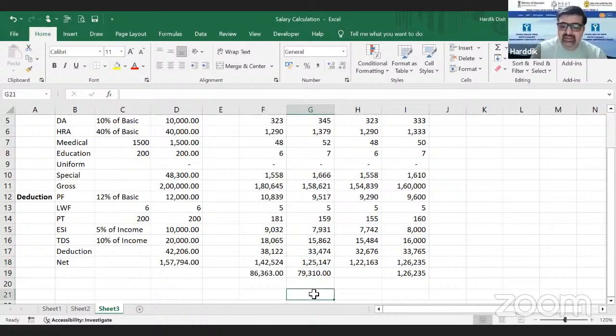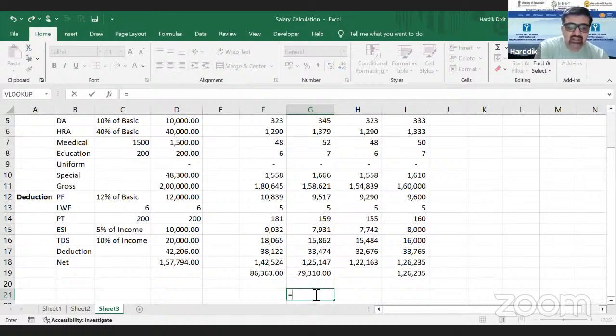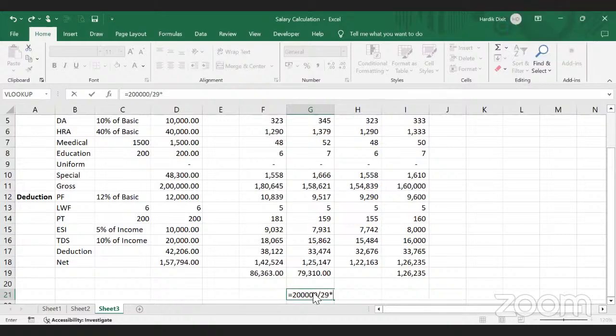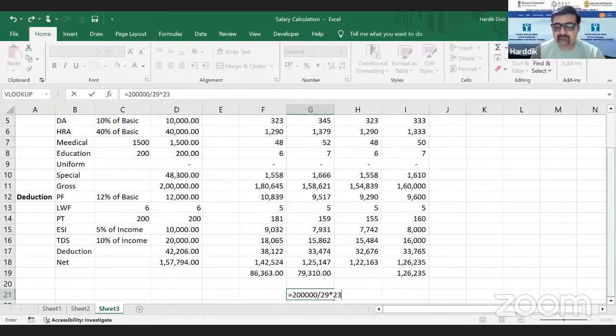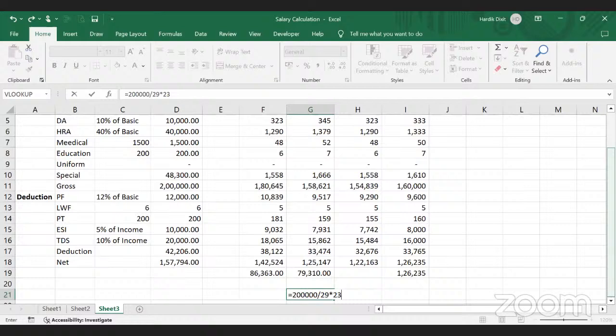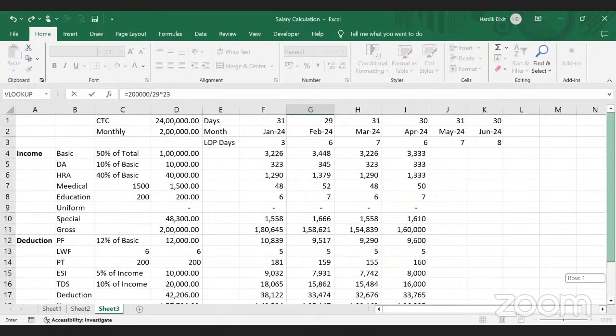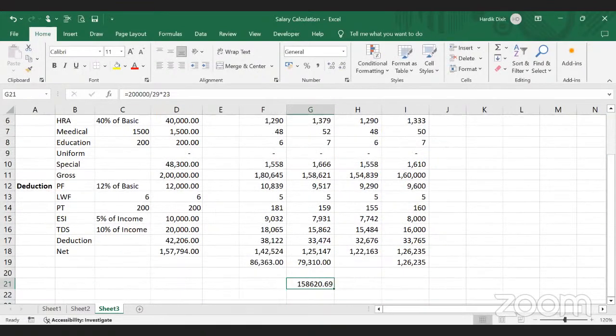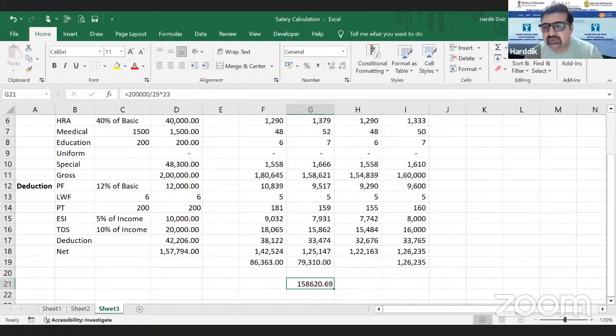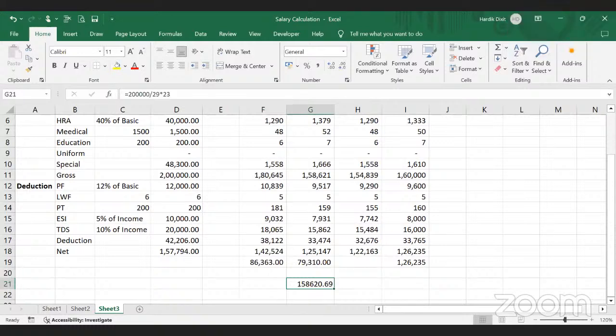Look, we will count roughly. 2 lakh divided by 29, multiply by how much? 23. Yes, sir, 23. So it comes to around 1,58,000. Simple plain mathematics.